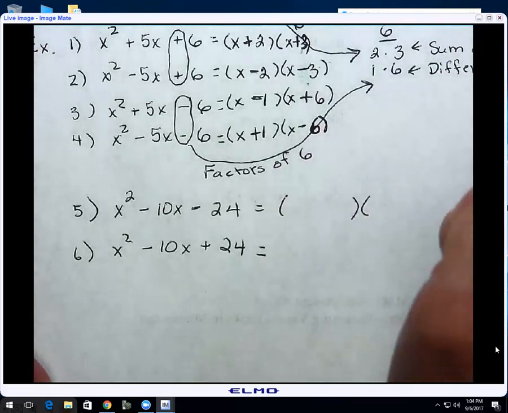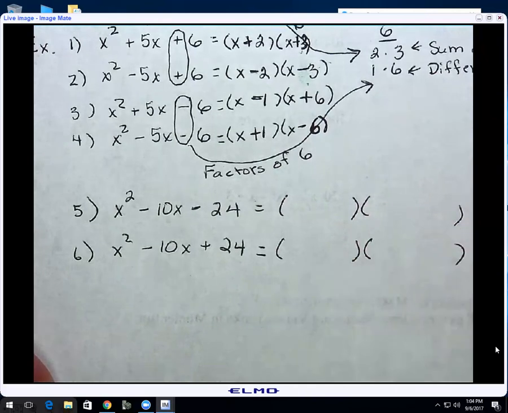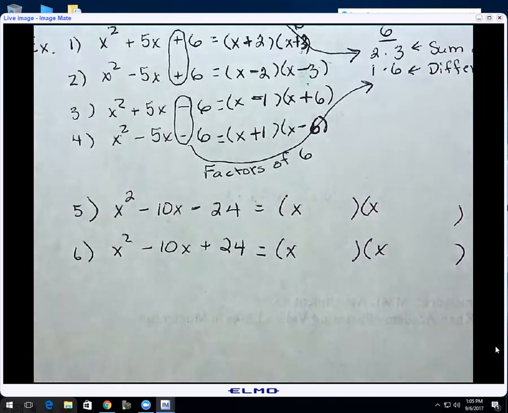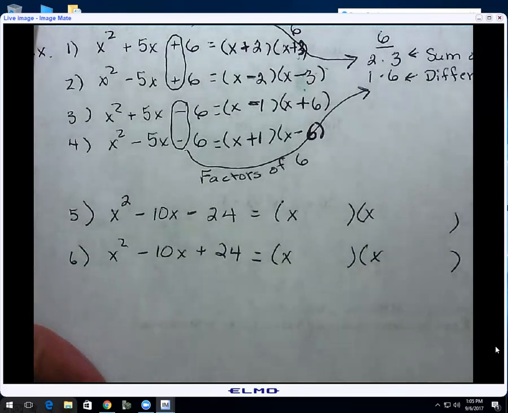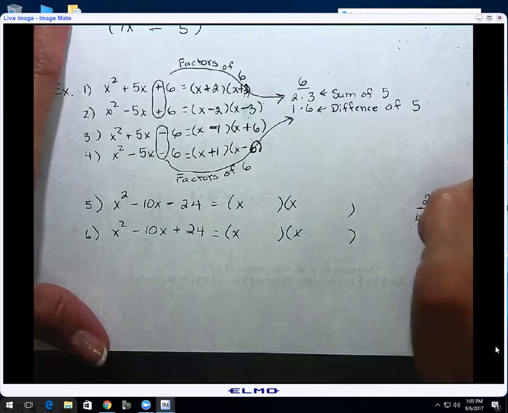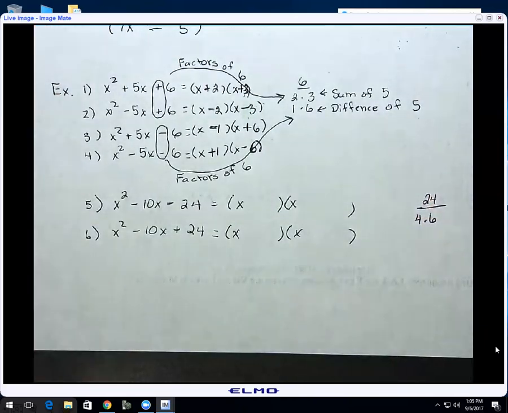Neither of them have a GCF. In both of them, the x squared has to be factored into x times x. If I say I need factors of 24 that give me 10, what's the first pair of numbers that probably pops in your head? Yes, 4 and 6. If I say I need factors of 24 that give me 10, then 4 and 6 are probably the first two numbers that pop in your head.